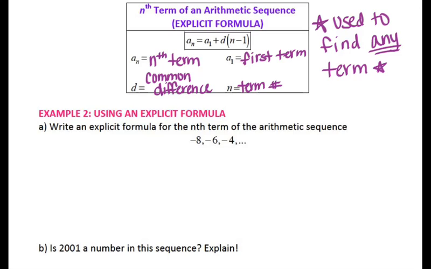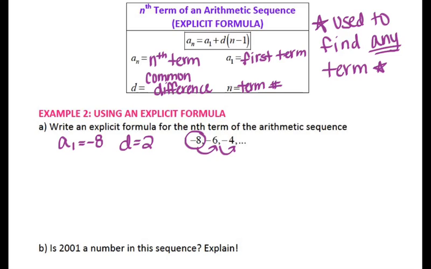Okay, so for the second example, we're going to write the explicit formula, which will allow us to find any term for the sequence. So to be able to do that, since we're trying to find it for the nth term, N is going to stay as a variable, but we need to know 2 things. We need to know our first term, and we need to know our common difference. So our first term is very easy to spot. It's -8. Our common difference, well, you need to figure out what's happening with the sequence. This is the same sequence as the first example. Our common difference is 2.